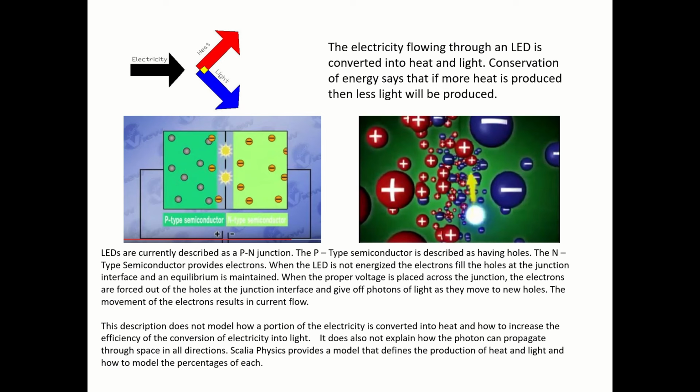So the current description of the LED talks about it being a p-n junction and giving off photons of light, but there's no real good way of determining what percentage of light you'll get and what percentage of heat you'll get.